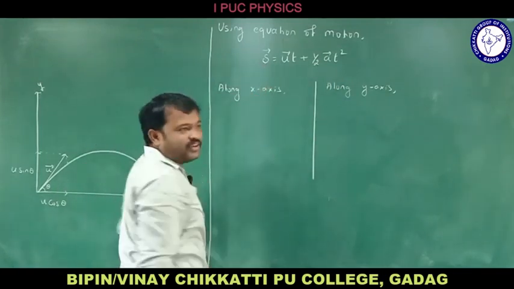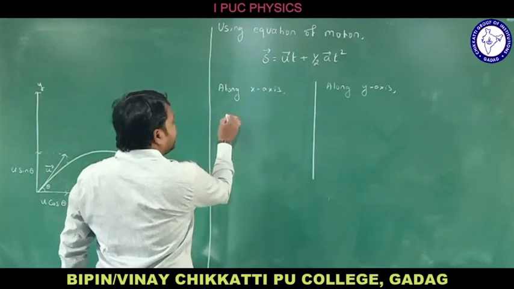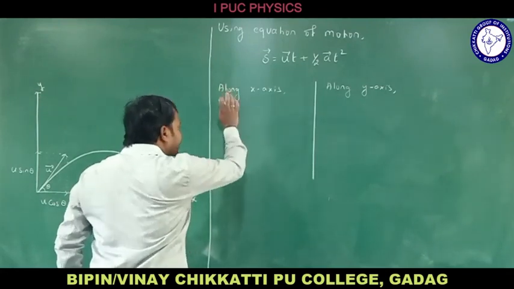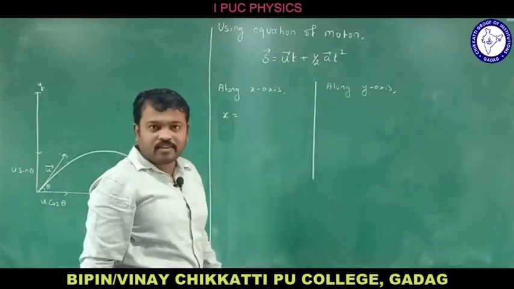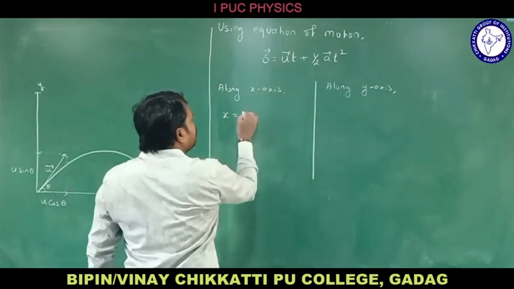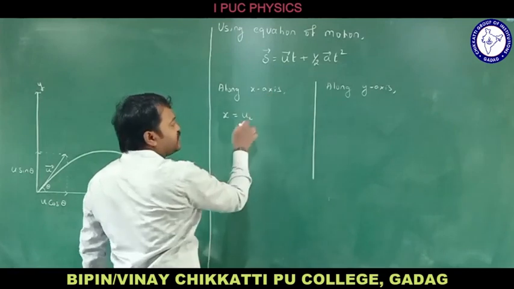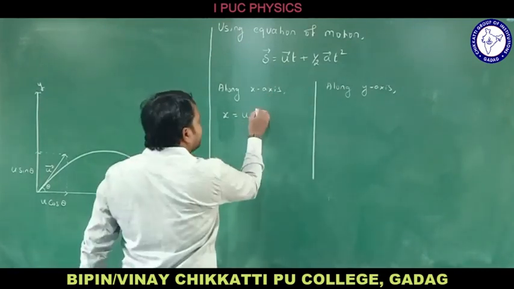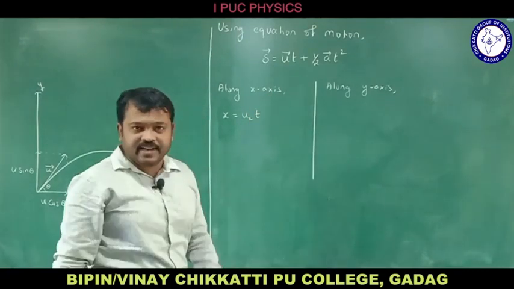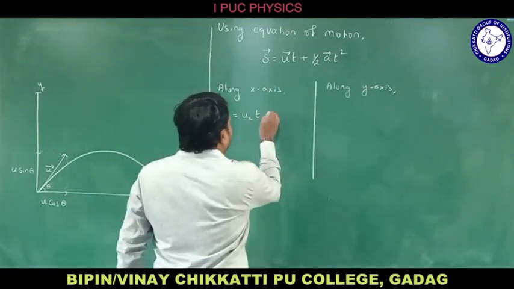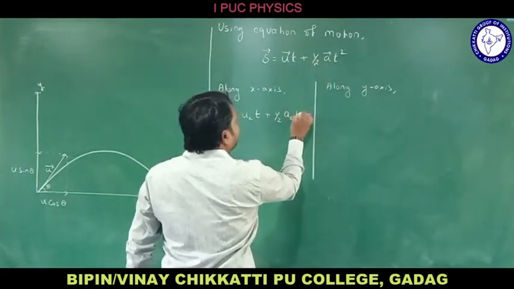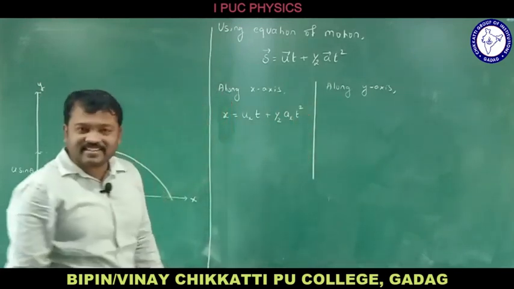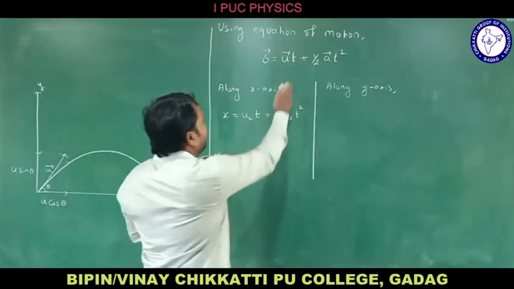S is what now here, displacement. I need to write S_x, but I'll not be writing that. I already told you this, I'll be writing it as x equal to. What is this now here? u_x, because along which axis now here? X axis. t is a scalar quantity, so let me take t itself, right? Now plus half a_x t square. Right, shall I say like this? This equation itself I write along x axis.